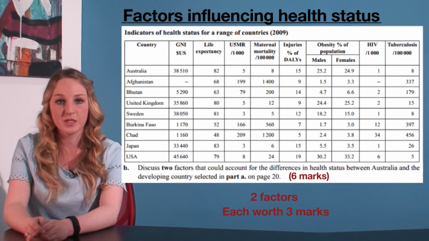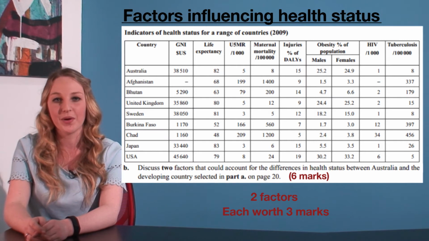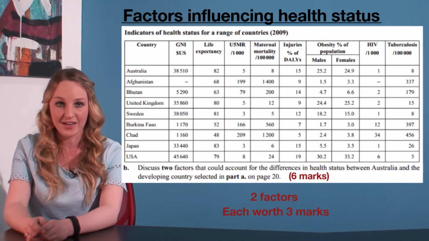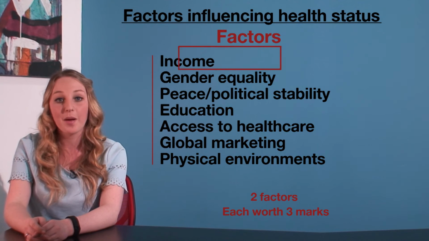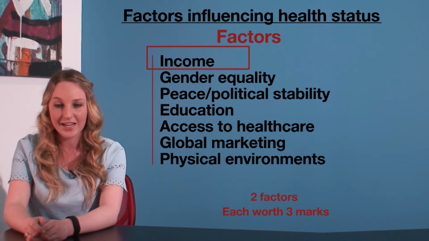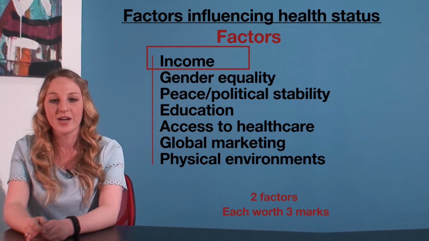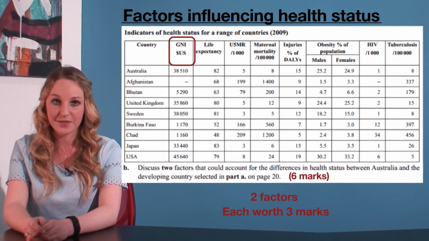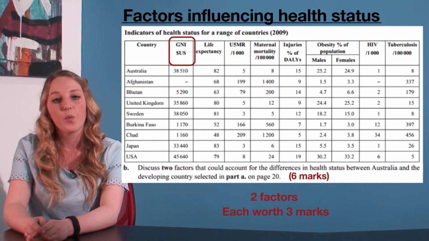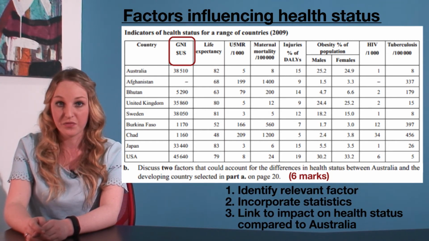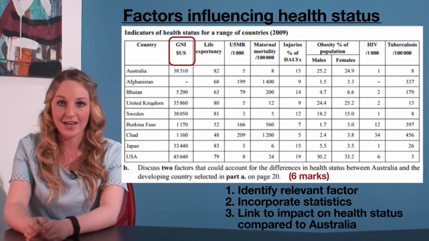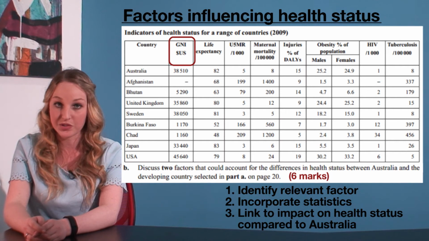We will walk through one response. Then, you can have a go at completing the other factor yourself. We can use any of the 7 factors, so long as we can justify them. For the sake of simplicity, I'm going to use the first one listed, income. Income is also directly relevant to the provided table because gross national income is listed. So to get the 3 marks, we will probably need to identify a relevant factor, incorporate some statistics from the table, and directly relate that to the impact on health status compared to Australia.